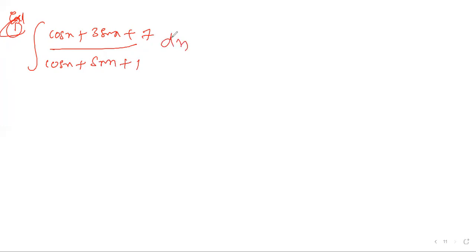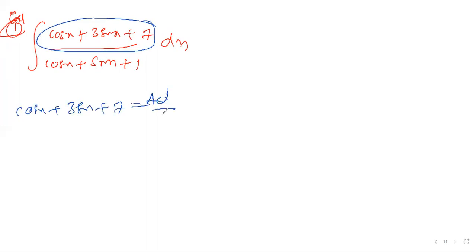That is the integration of (a cos x plus 3 sin x plus 7) by (a cos x plus sin x plus 1) into dx. Okay, I think you are all toppers. You can start working. Okay, what you have to do? Take the numerator as it is: cos x plus 3 sin x plus 7 is equal to a into d by dx of your denominator plus b into your denominator plus c.